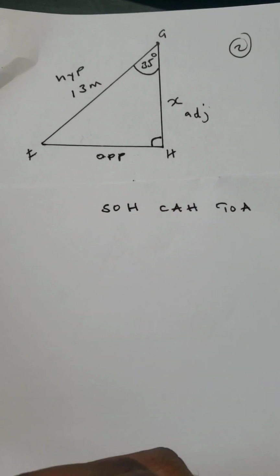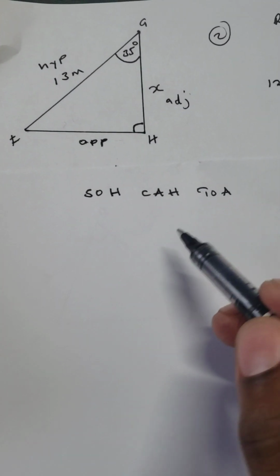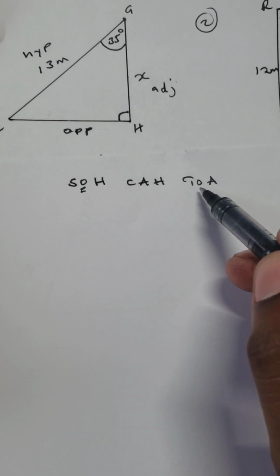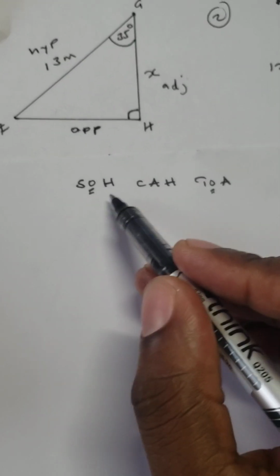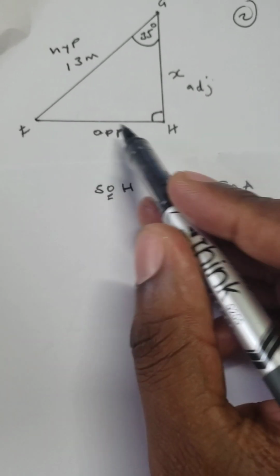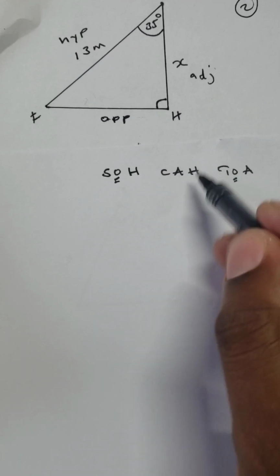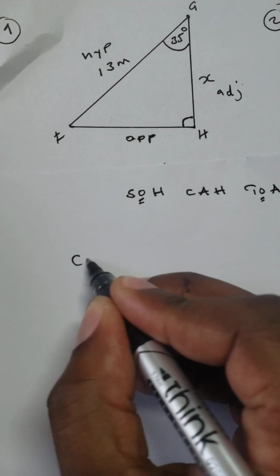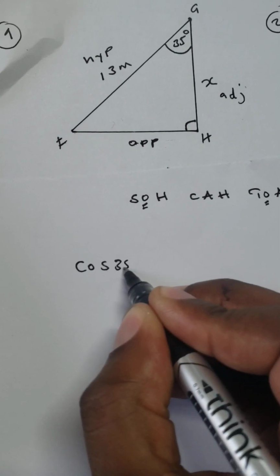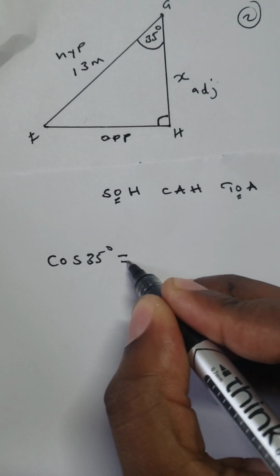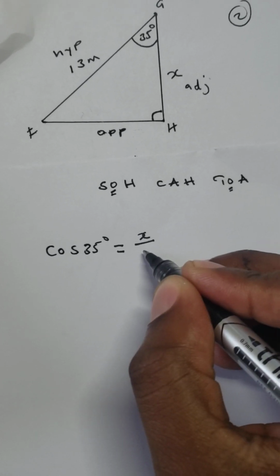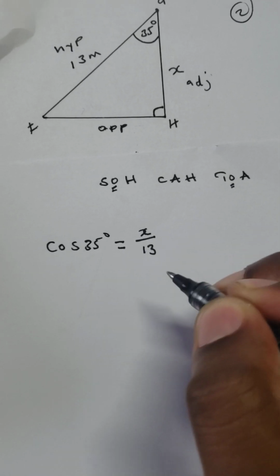So opposite hasn't been given. When you look at your mnemonic, SOH has opposite and TOA has opposite. So these two are out because opposite hasn't been given. We are going to automatically use cos because cos is the one that has the adjacent and the hypotenuse. So we are going to say cos 35 degrees is equal to the adjacent, which is the one that we need to find, over the hypotenuse. Our hypotenuse is 13.